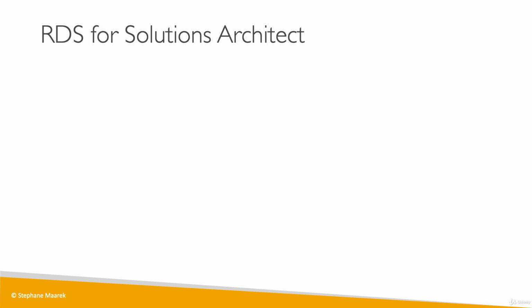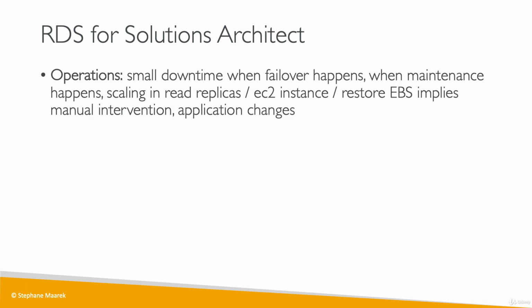So now what I want to show you is just RDS, but more from a solutions architect perspective. So the well-architected framework has 5 pillars. And so what I've done is compare RDS to the 5 pillars, just so we get a really good understanding of how they are. So operations is we have a very small downtime when a failover happens and when maintenance happens. And when we scale reads or EC2 instance and EBS, that implies manual intervention. So that means that we still have to do a few operations on our RDS databases. And then when there is a change, maybe we have to do an application change as well.